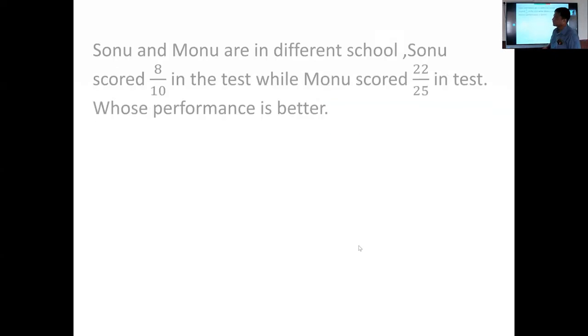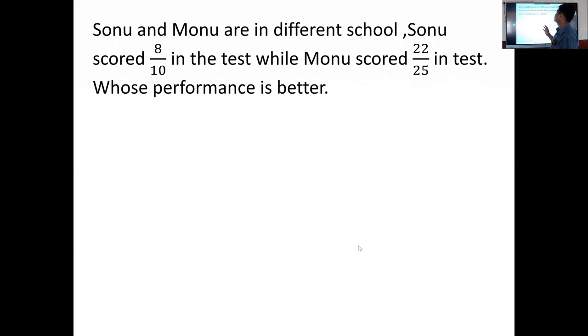So there is one problem. There are two students, Sonu and Monu. They were studying in different schools. Sonu scored 8 by 10 in his test, while Monu scored 22 by 25 in his test. And whose performance is better? Now, see, both are in different schools, and the paper which was set for both the students was different. Although of the same subject, for Sonu, the paper was out of 10 marks, and for Monu, the paper was out of 25 marks. And they scored differently. Then whose performance is better?